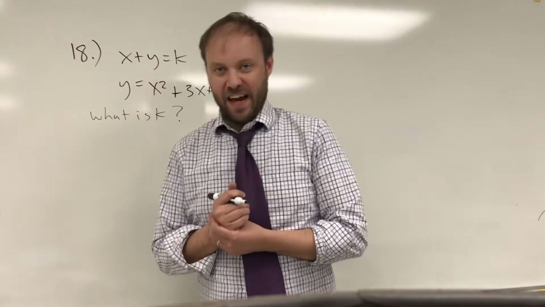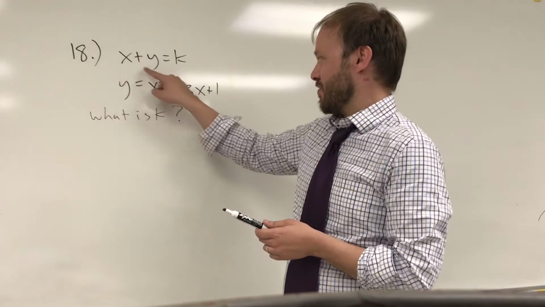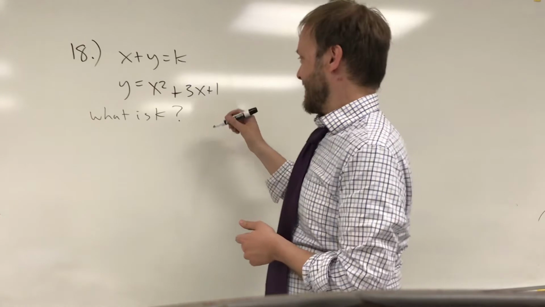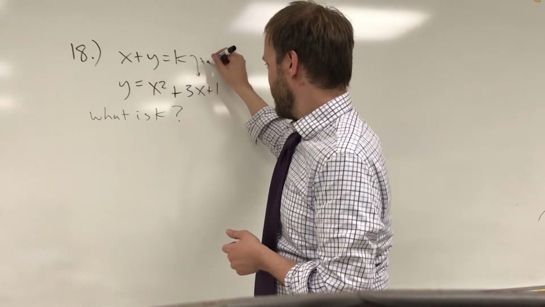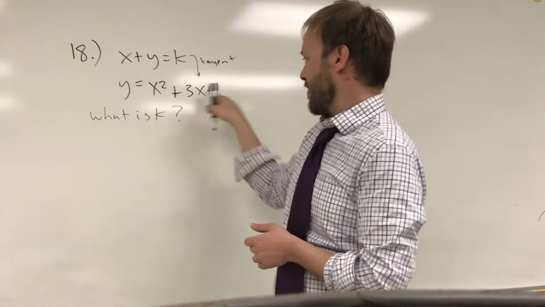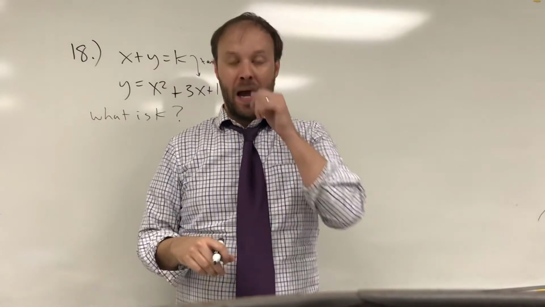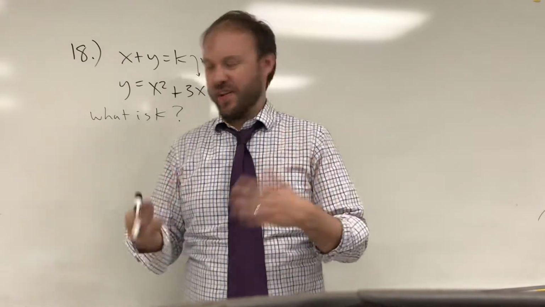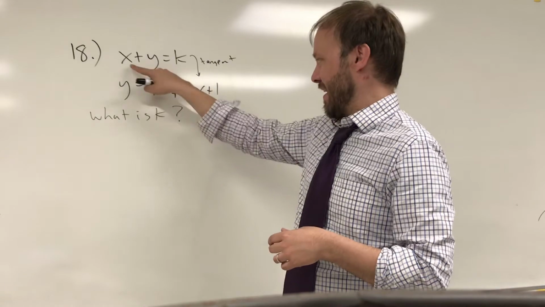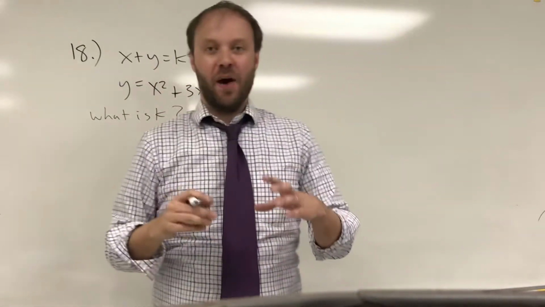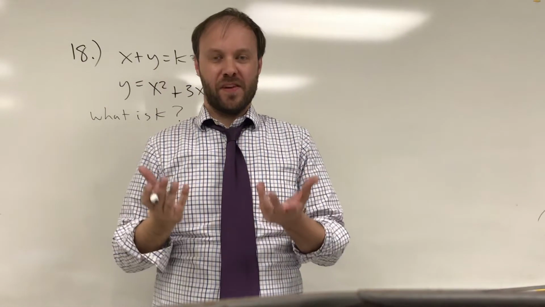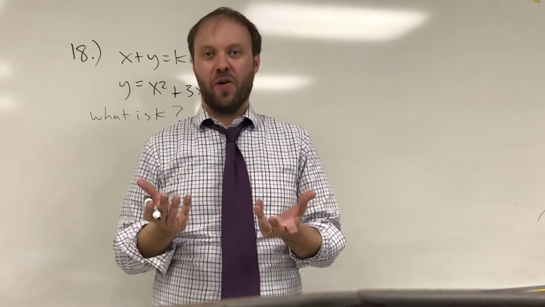Question 18 gives you the equation x plus y is equal to k, and they say it's tangent to y equals x squared plus 3x plus 1, okay? So we kind of need to visualize. They want us to find the value of k here that would make this tangent to that.